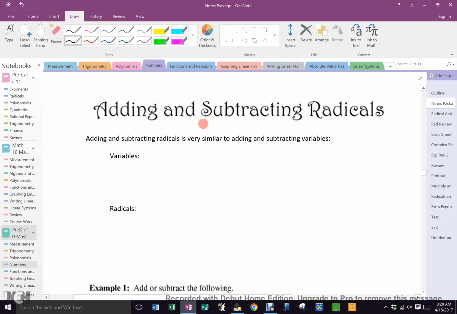Let us begin. If we are going to add or subtract radicals, it is very similar to adding and subtracting variables. So similar that I would say that it is exactly the same. If I gave you two variables, 3x plus 2y, can you tell me that answer? Yes or no?